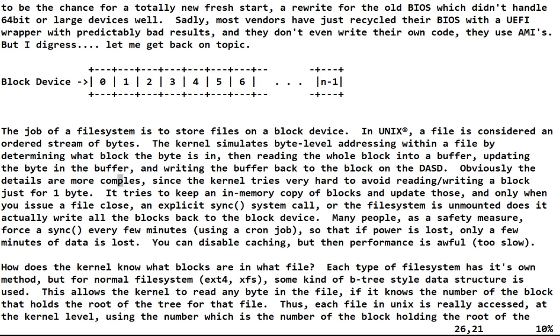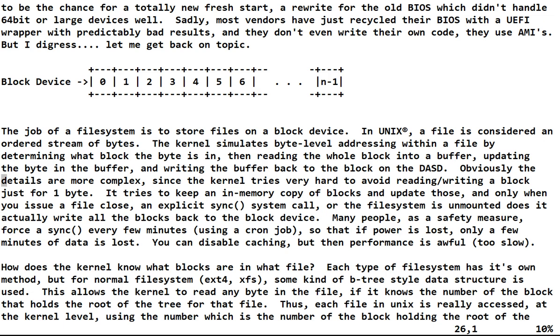The kernel tries very hard to avoid reading and writing a block just for one byte. It tries to wait until you've changed several bytes and then it writes the block. It tries to keep an in-memory copy of blocks and updates those, and only when you issue a file close, a sync, which is short for synchronization, system call, or if the file system is unmounted, which on Windows is something like the eject or the safely unmount. Only then will a good Unix kernel write the blocks back to the block device.